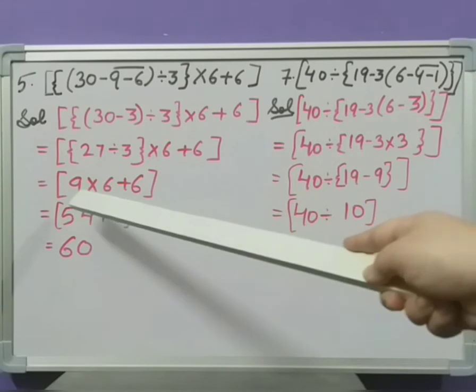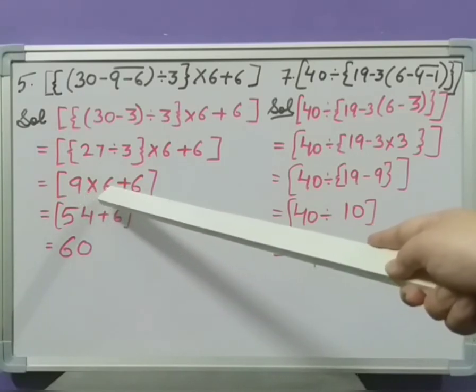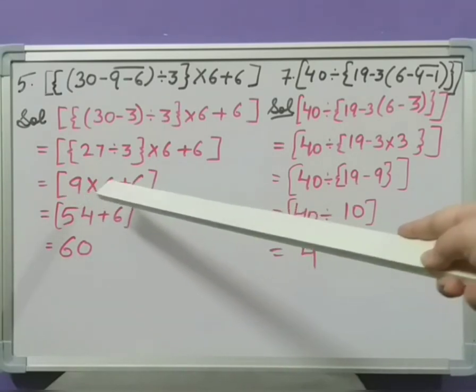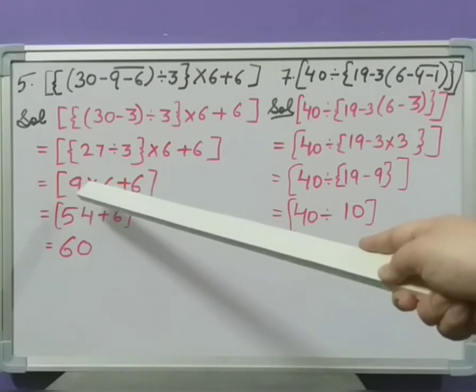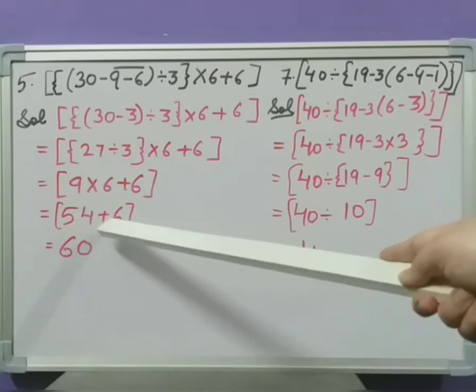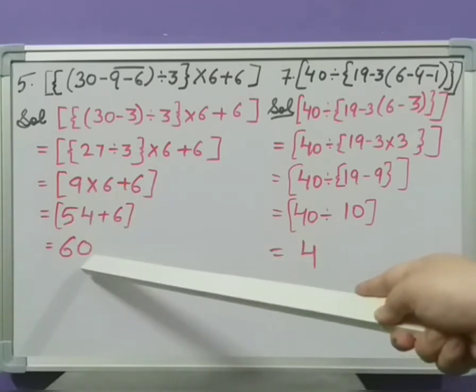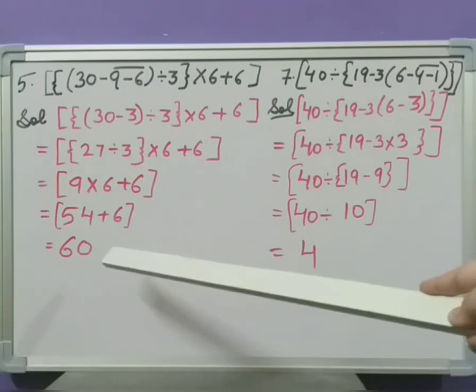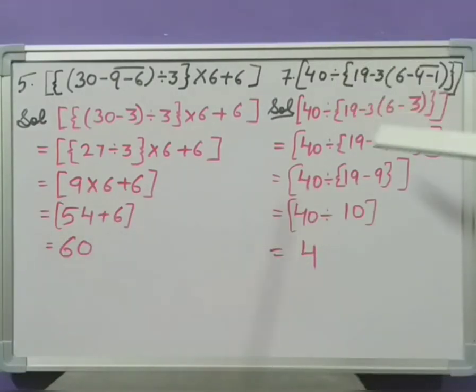Then multiplication or addition, we are going for multiplication. So 9 sixes are 54 plus 6, that is equal to 60. Isn't it easy? Now question number 7.